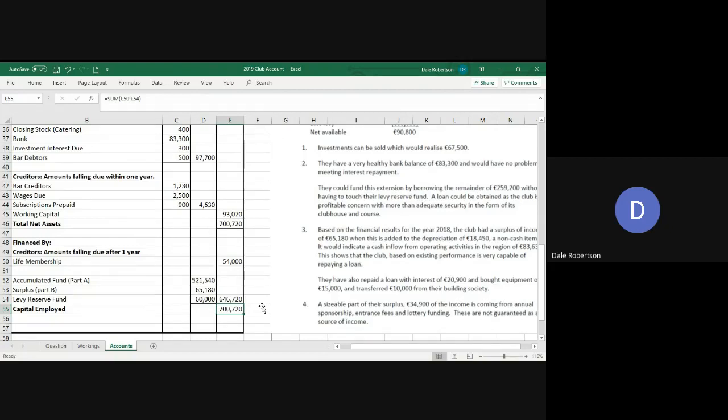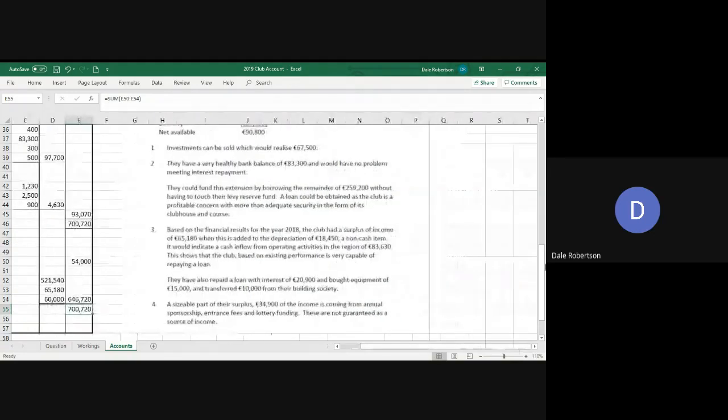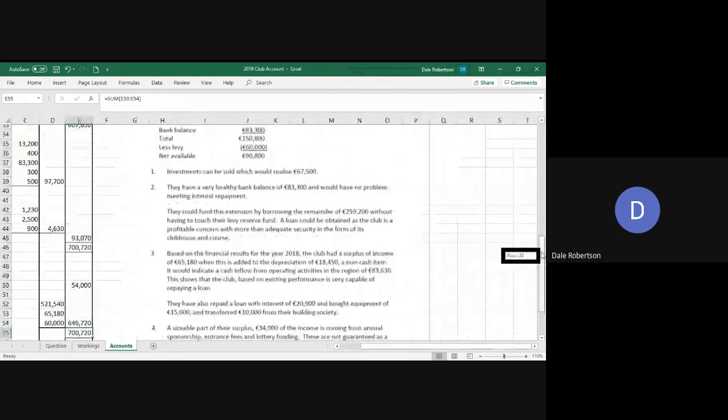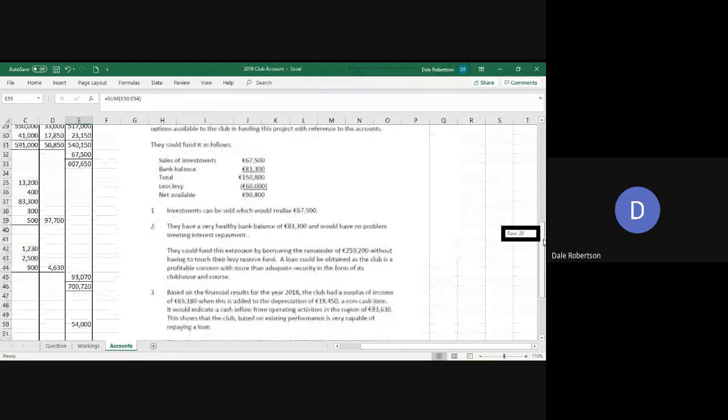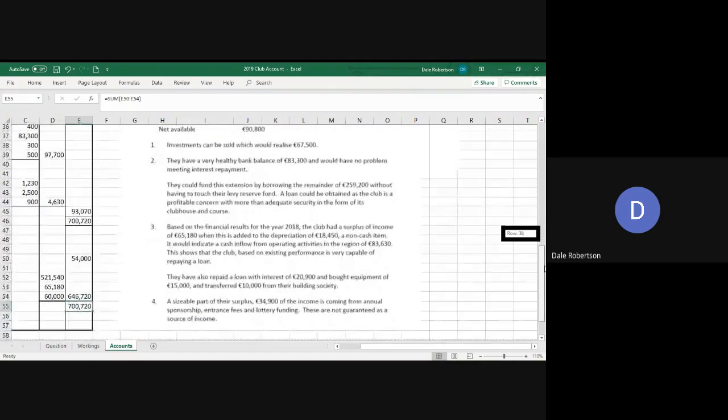There is a theory part which I'm going to leave on the screen here for you, but basically it is asking about your opinion of a future purchase. It says the club would like to build a new driving range at a cost of 350,000. Outline the options available to the club with reference to the accounts. So you have to point out some key information here. You have to point out that you have some money available when you count in that you have assets, investments you can sell, and you have 83,000 in the bank. You need to discount the levy because that is money which is earmarked for another possible purchase, not this driving range, maybe for some other capital purchase.